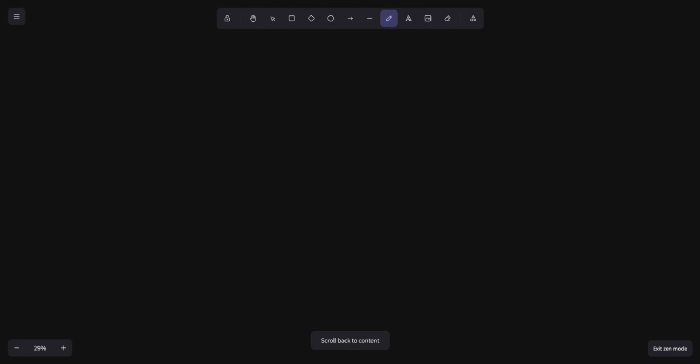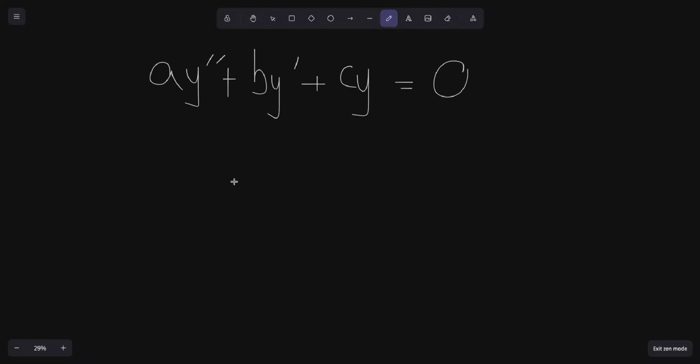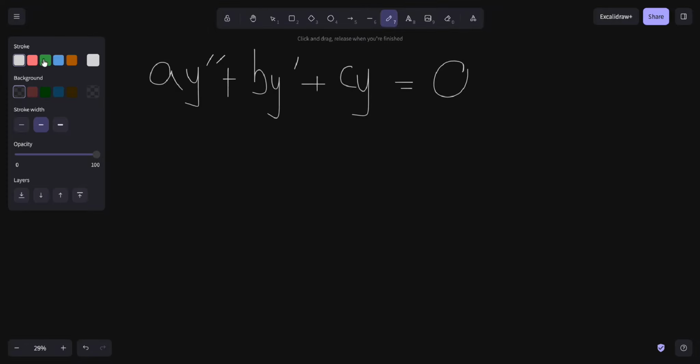Okay, so let's talk about second order differential equations in this specific form: a y double prime plus b y prime plus c y is equal to 0. First of all, just a little warm up. What type of differential equation is this?